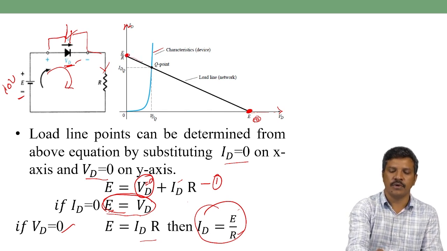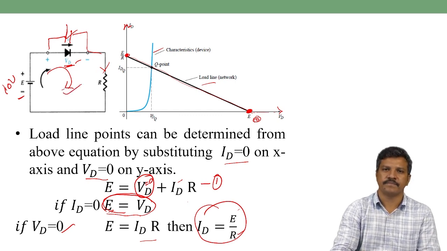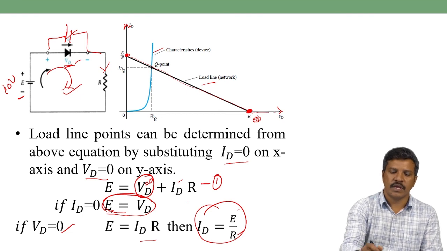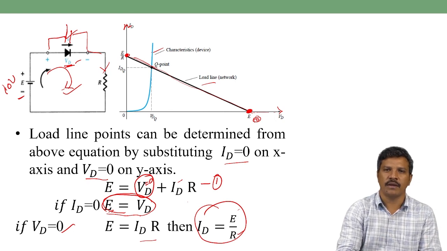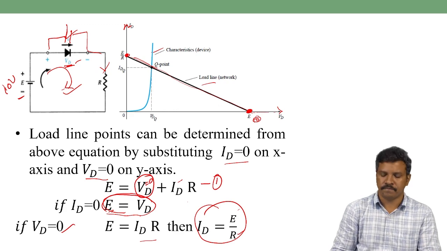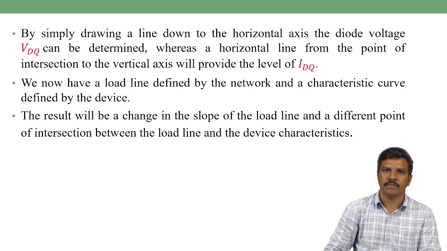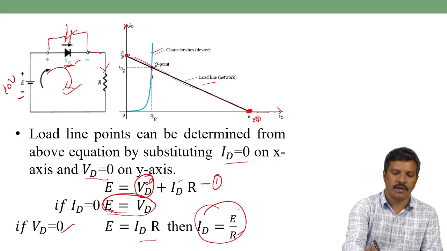If you join these two, you will get the line. This line is called the load line for a particular network. For example, this is the network. The intersection of this characteristic graph and the load line is called the Q point. Based on the Q point, what is the significant behavior of that network? By simply drawing a line down to the horizontal axis, the diode voltage VDQ can be determined as shown in the figure.